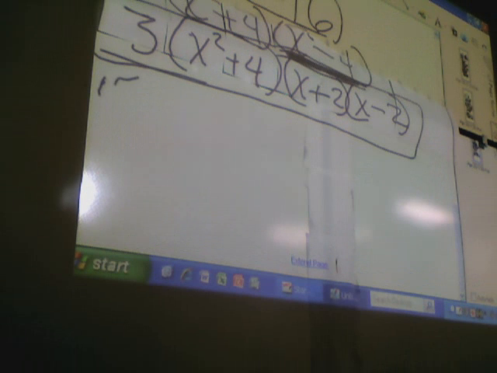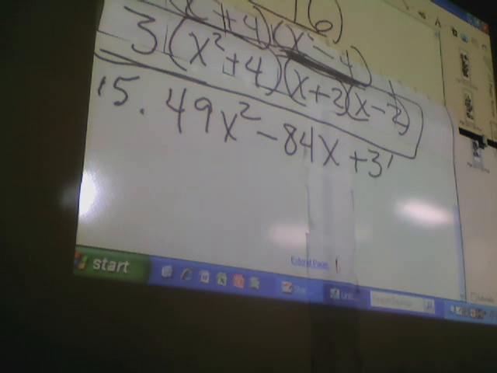Okay, number 15. 49x squared minus 84x plus 36. Okay, there's not an x in common. Is there a number they have in common? 49 can only be 7 times 7, right? The others, 84 would divide by 7, but 36 won't. So they don't have any numbers in common.